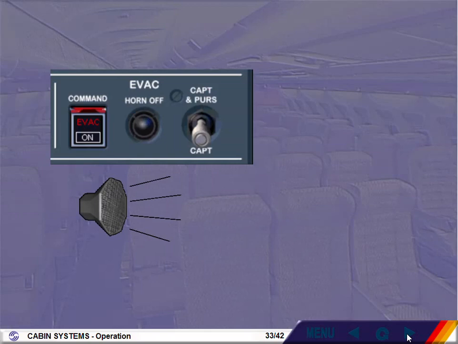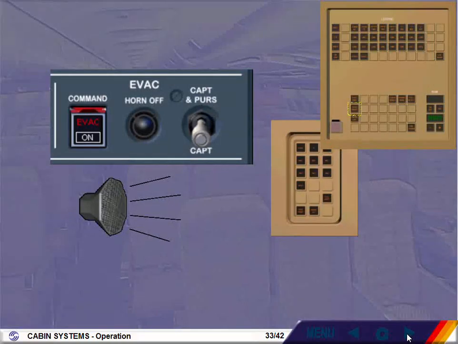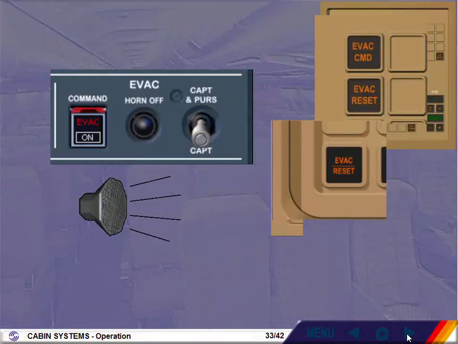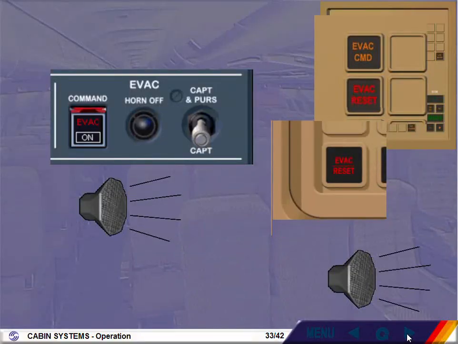In the cockpit, the on indicator comes on. The evacuation indicator flashes, and the specific horn is triggered. In the cabin, the evacuation indicators flash on the forward and additional attendant panels, and the specific horns sound.